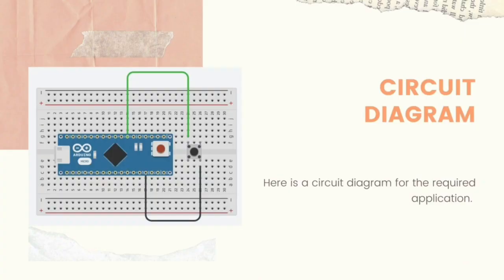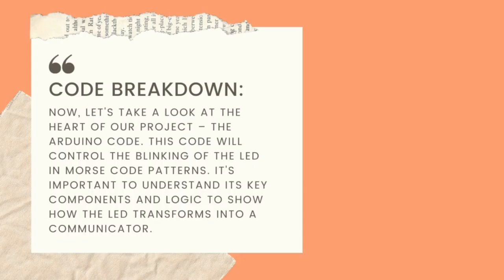Here is a circuit diagram for the required application. Code breakdown. Now let's take a look at the heart of our project, the Arduino code. This code will control the blinking of the LED in Morse code patterns. It's important to understand its key components and logic to show how the LED transforms into a communicator.